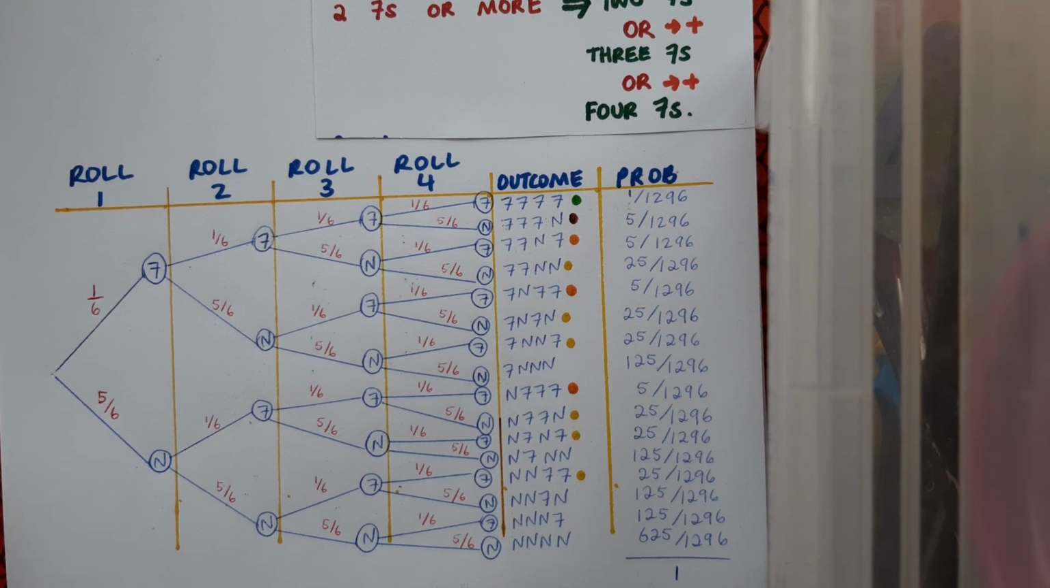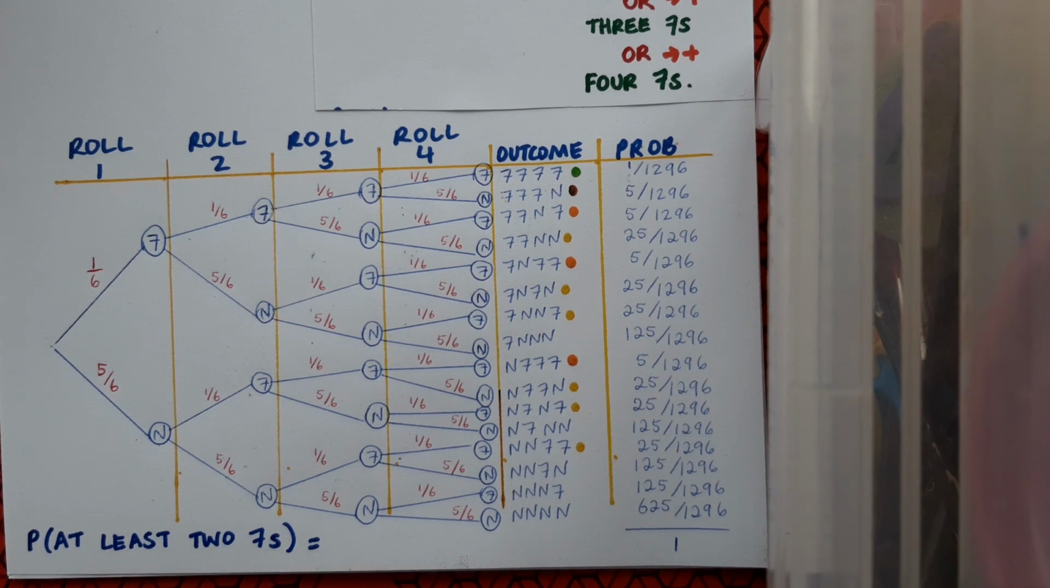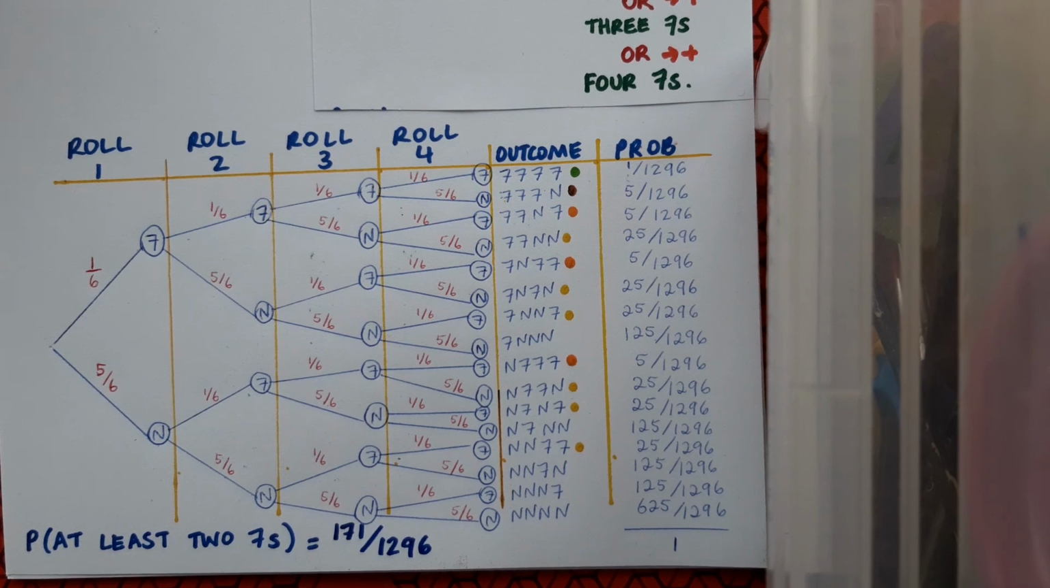And then I'm going to take the relevant probability for each of those, and then add them all together. And when I do that, I find that my answer, the probability of getting at least 2 7s on those 4 rolls, is 171 over 1296.